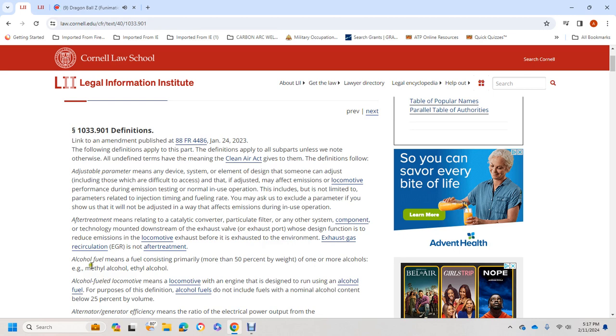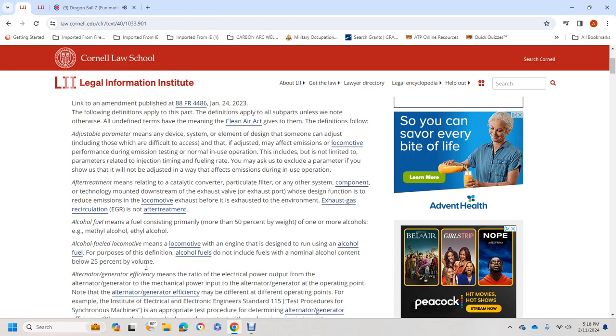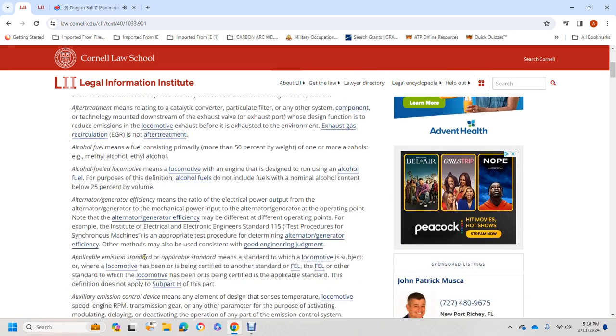Alcohol fuel means a fuel consisting primarily, not more than 50% by weight, of one or more alcohols, such as methyl alcohol or ethyl alcohol. Alcohol-fueled locomotive means a locomotive whose engine is designed to run using an alcohol fuel. For purposes of the definition, alcohol does not include fuel with nominal alcohol content below 25% by volume.